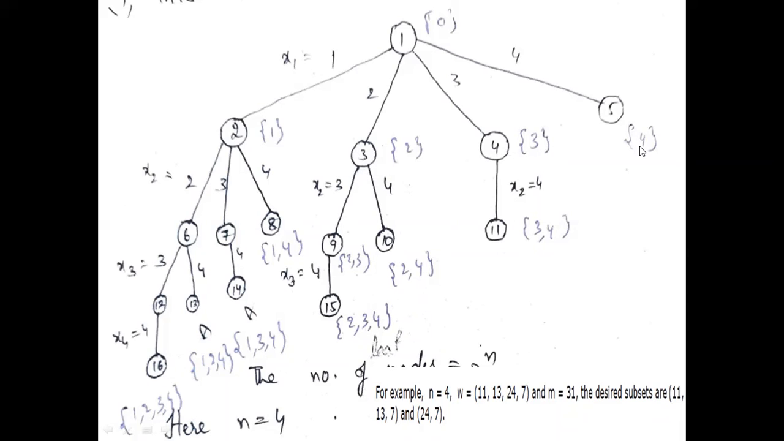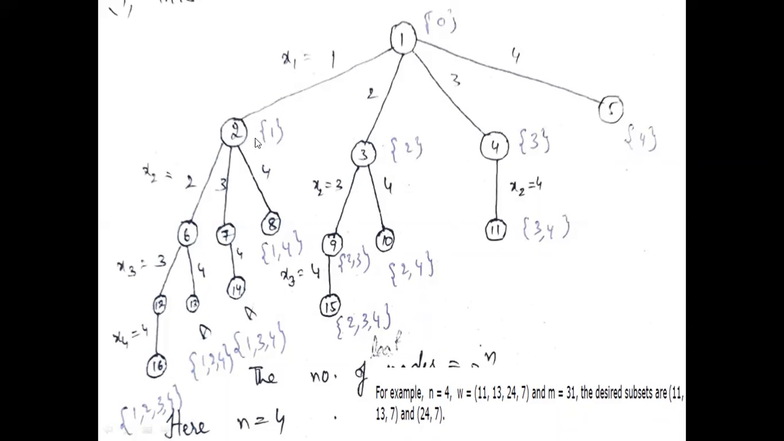The fifth node represents 4. The second node represents 11, the third node represents 13, the fourth node represents 24, and the fifth node represents 7.